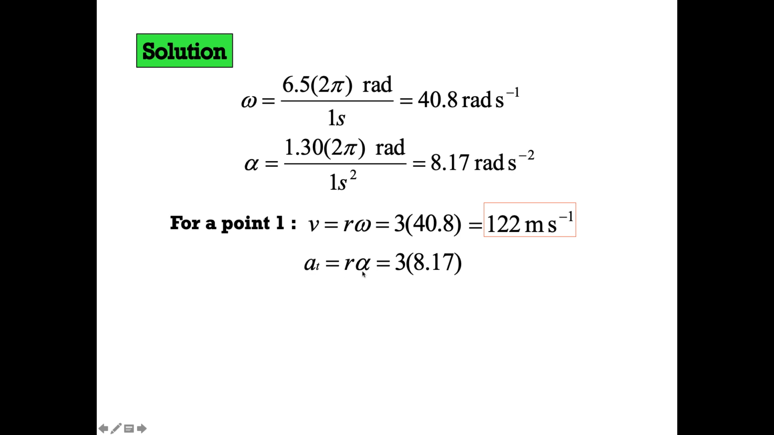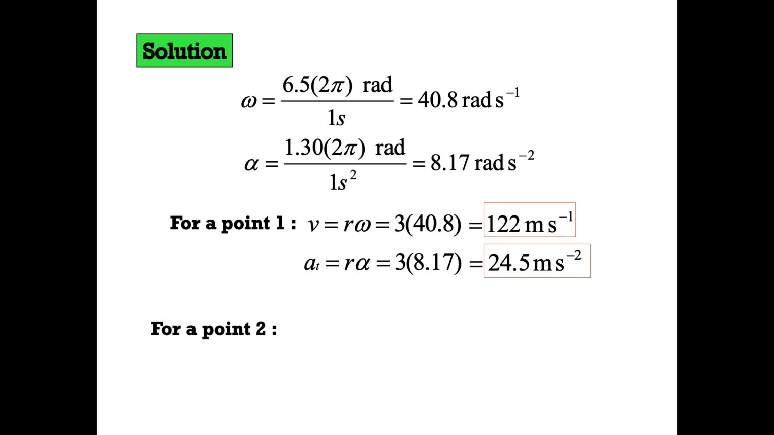For tangential acceleration, here is the formula of acceleration that relates the linear motion and the rotational motion. Same as before, the radius is 3 meters and the angular acceleration is 8.17 radians per second squared, and you obtain the tangential acceleration of 24.5 meters per second squared.